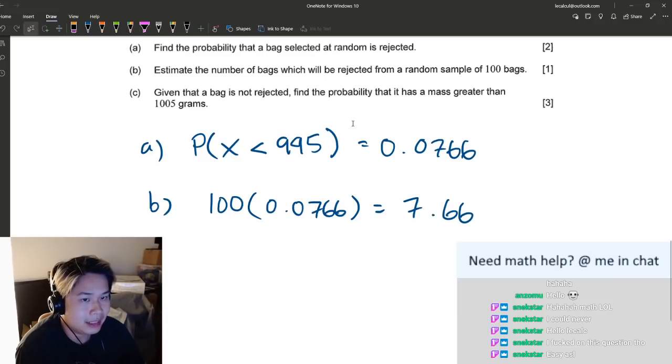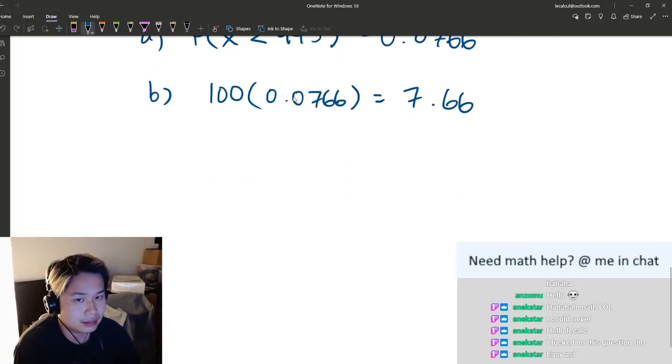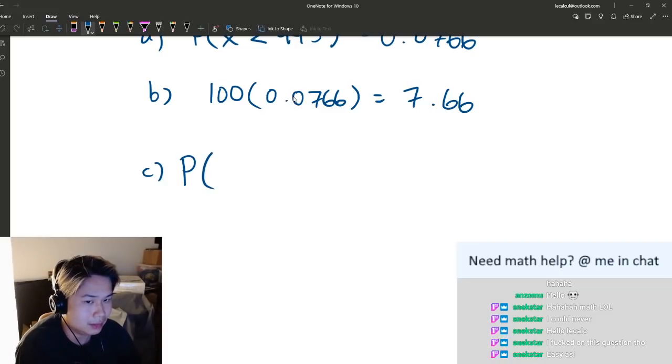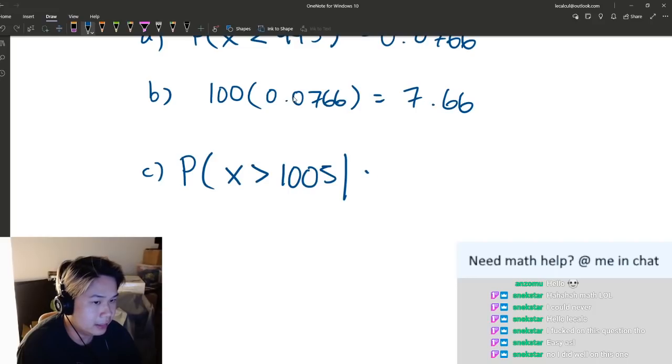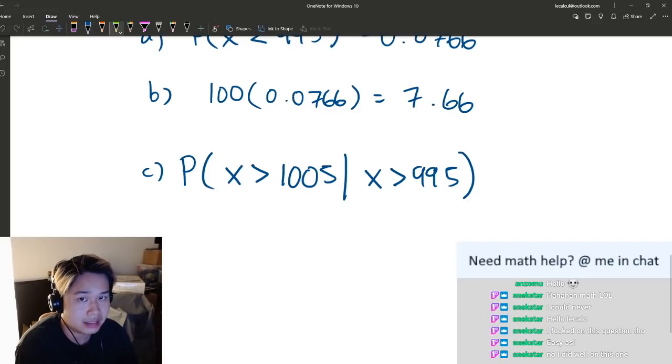Okay, given that a bag is not rejected, find the probability that it has a mass more than 1,005 grams. So they specifically tell you that it's been given, so this is a conditional probability. So we want to find the probability that you're more than 1,005 given that you are not rejected. In other words, you are more than 995. So again, that's not rejected.